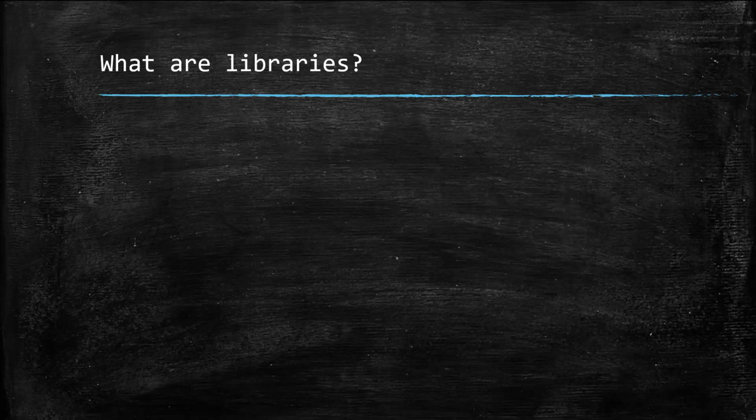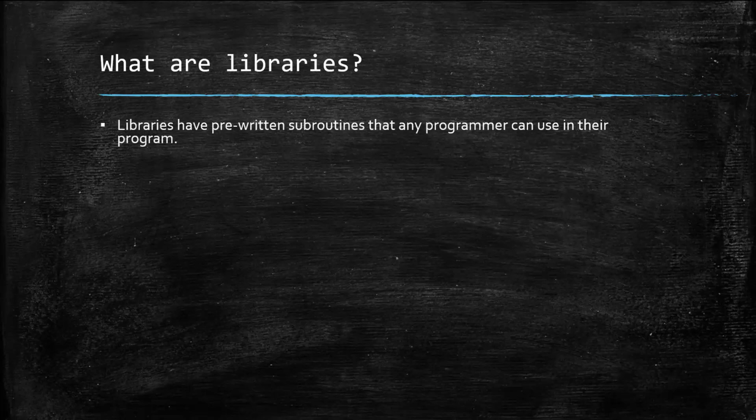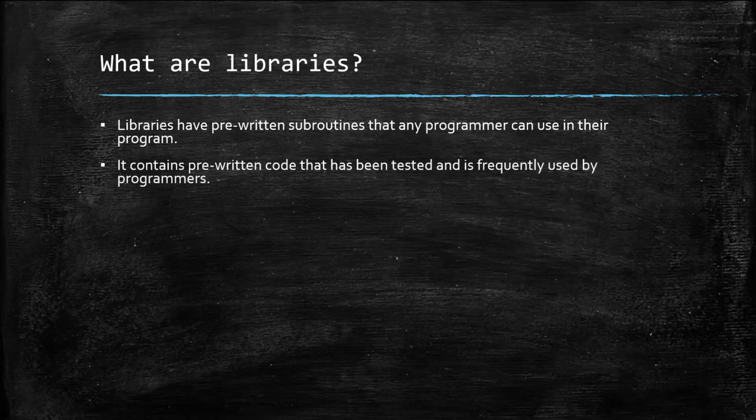What are libraries? What do we mean by static and dynamic? What are these libraries that people talk about? Well, libraries have pre-written subroutines that any programmer can use in their program. It has pre-written code, and that's what I mean when I say pre-written subroutines. It has been tested and is frequently used by programmers.